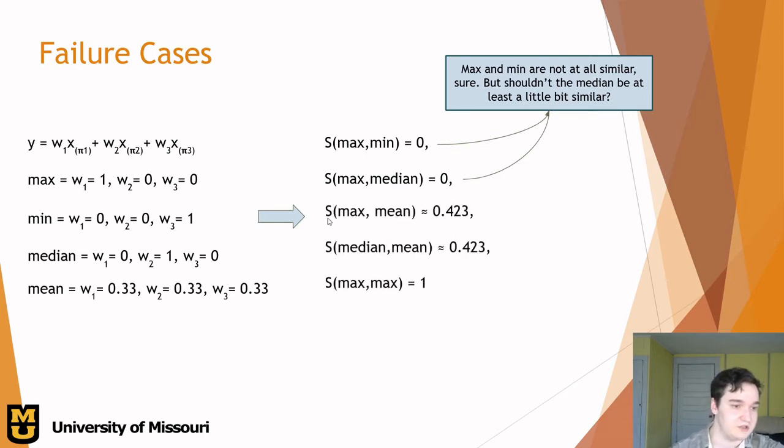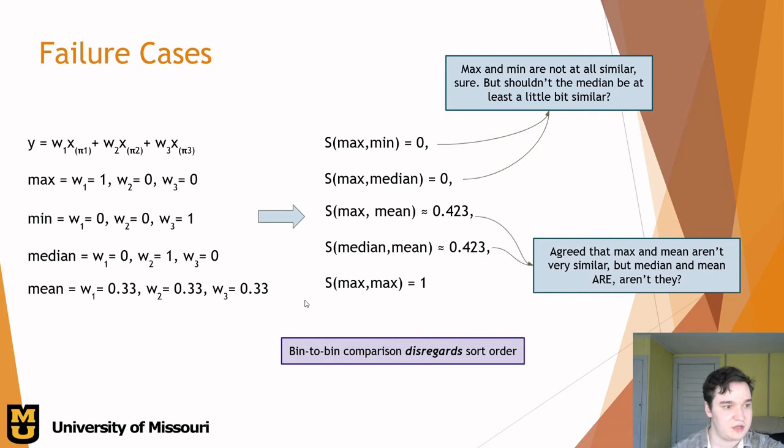Similarly, we can see that the similarity between the max and the mean is about 0.423, so that seems reasonable. A maximum is somehow similar to the mean. It's closer than min, but what we see here is that the median is also 0.423 similar to the mean. And that seems really weird. Even though the median and the mean are not exactly the same thing, obviously, you would imagine that typically the median is going to give you closer values to the mean than the max will, but the similarity measure doesn't seem to describe that. And we get the similarity between the max and itself as 1. So all good there.